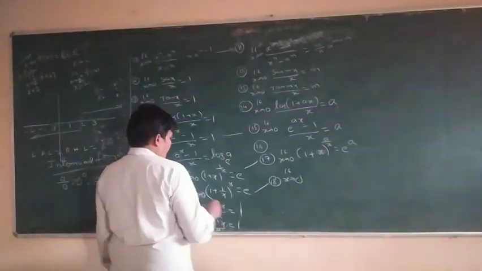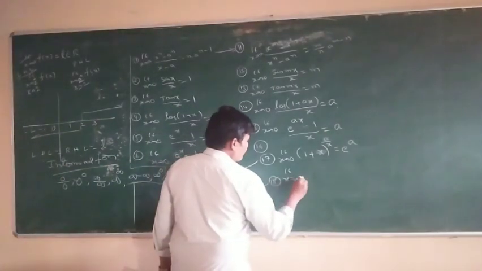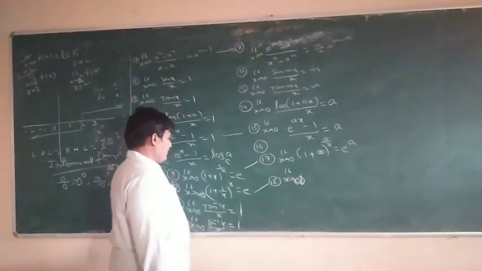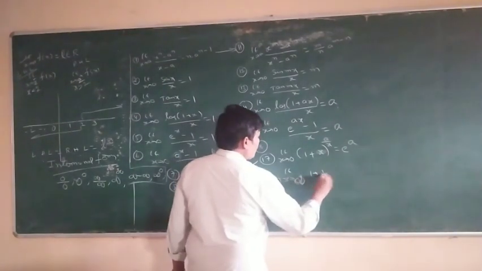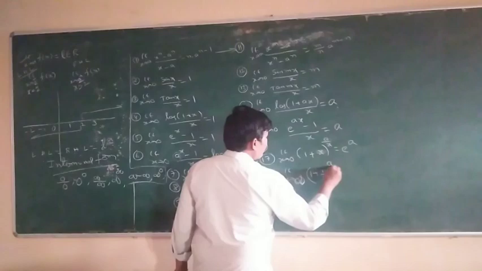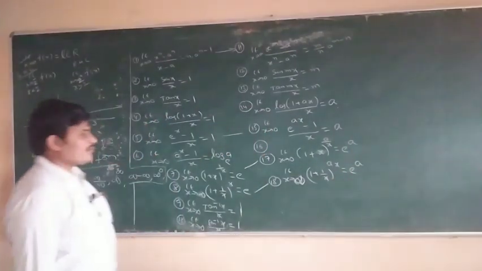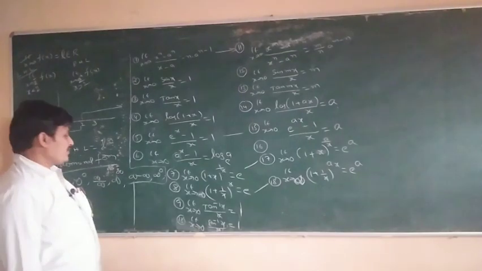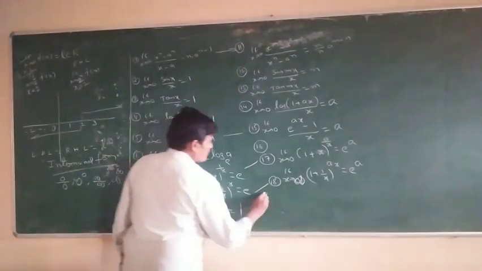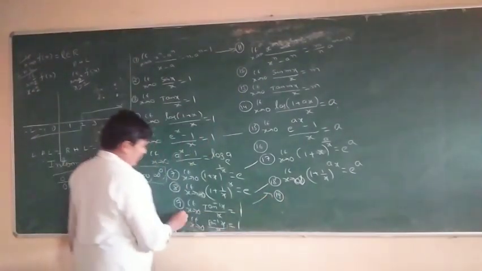Next, 18th one. Limit x tends to infinity, not 0, infinity, of 1 plus 1 by x whole power a into x is also e power a. 1 plus 1 by x whole power a into x is equal to e power a.